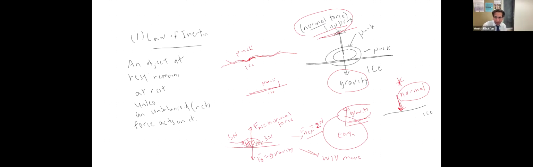So there's a corollary to the statement that I just made concerning Newton's first law. The corollary is to say that an object moving at a certain speed along a certain direction will maintain this motion unless acted upon by an unbalanced or net force, okay?